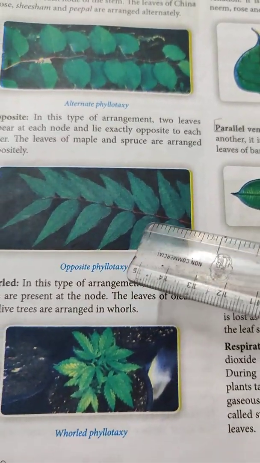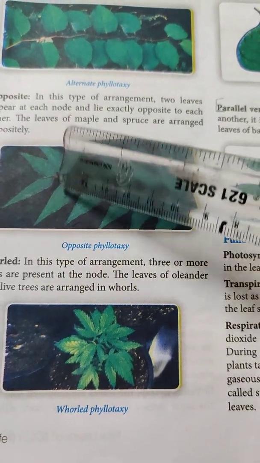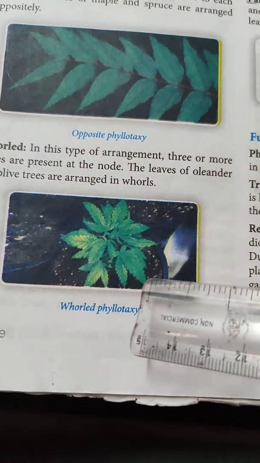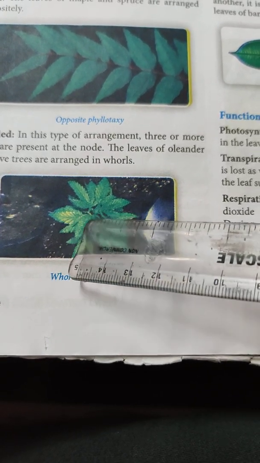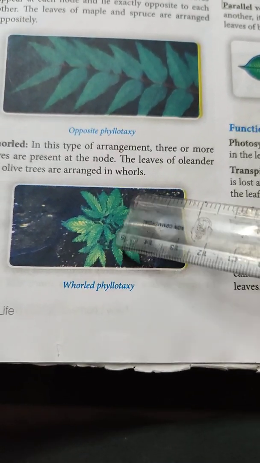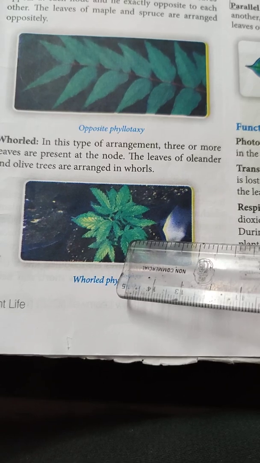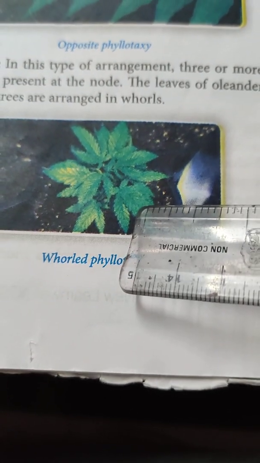This is known as the opposite arrangement of leaves, where the leaves are just opposite to each other on the branch. And this is known as the whorled phyllotaxy or whorled arrangement of leaves, where three or more leaves are present at the same node. Leaves of oleander and olive trees show whorled arrangement of leaves.